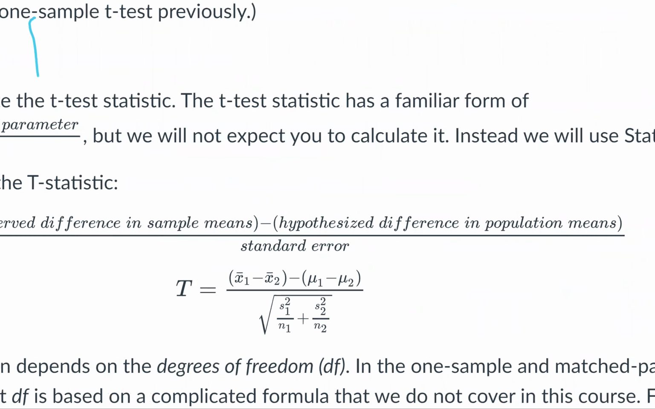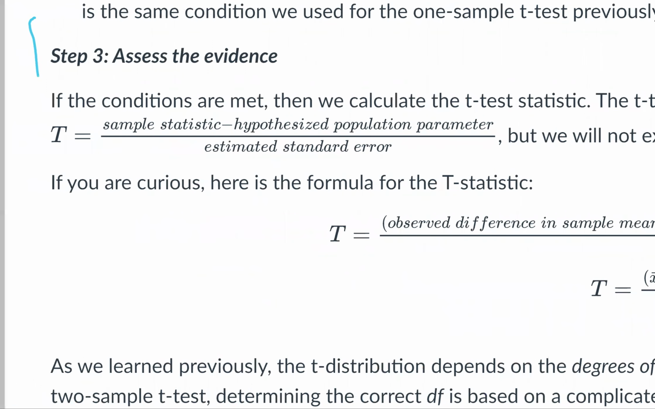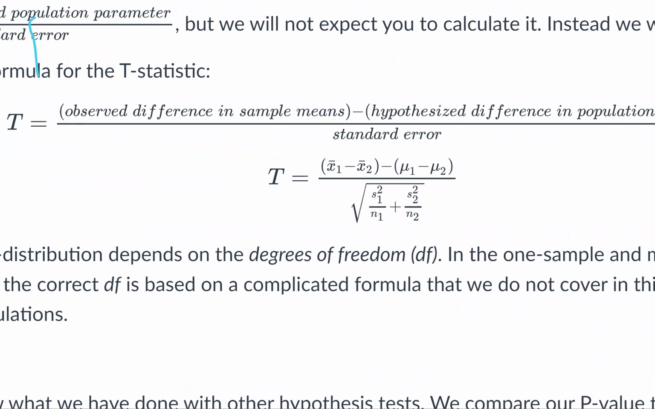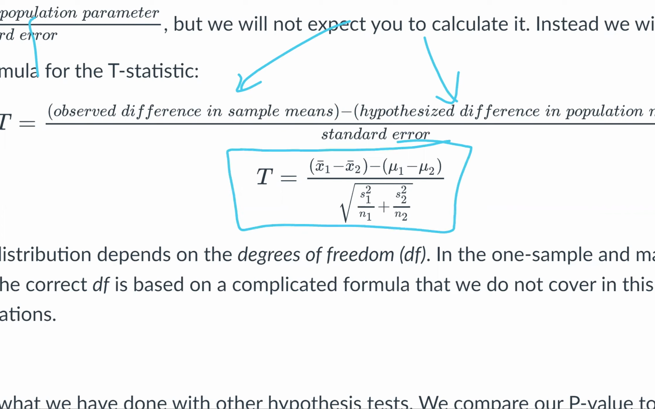But we will not expect you to calculate it. Instead, you will use StatCrunch. If you're curious, here's the formula for the t-test statistic, because it's quite a formula. T is equal to the observed difference in sample means in the numerator, so that's not so bad, minus the hypothesized difference in population means, divided by the standard error. The standard error is a complicated formula.